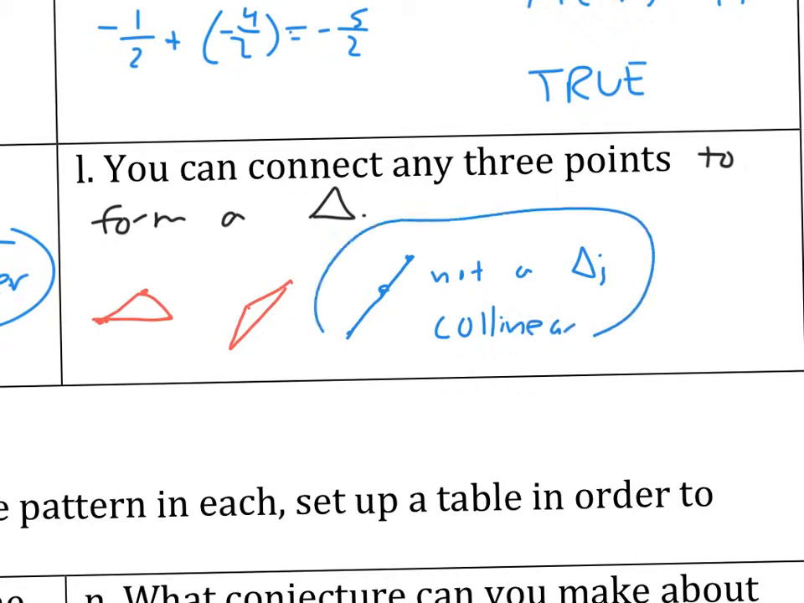So here would be my answer. So I would say that the conjecture is false, and here is the counterexample. But so now I could go back if I were doing inductive reasoning and change this. You can connect any 3 points to form a triangle. So how would you change this to be a true statement?